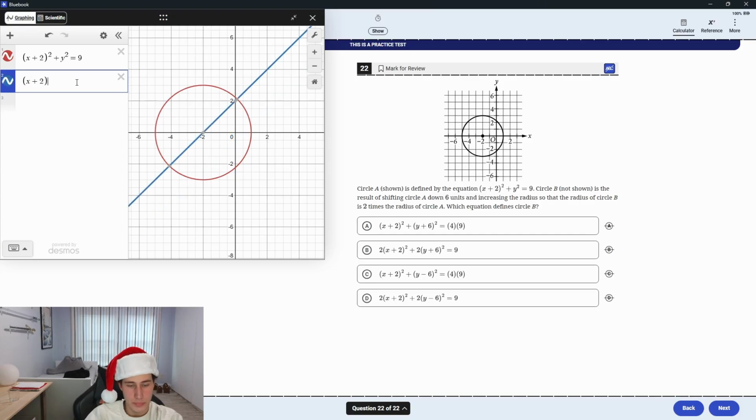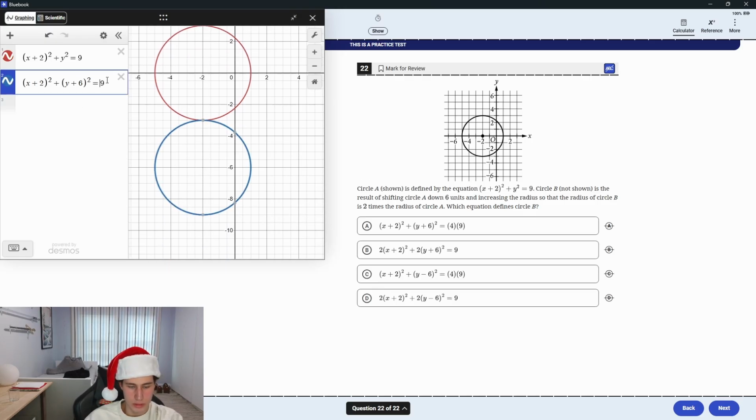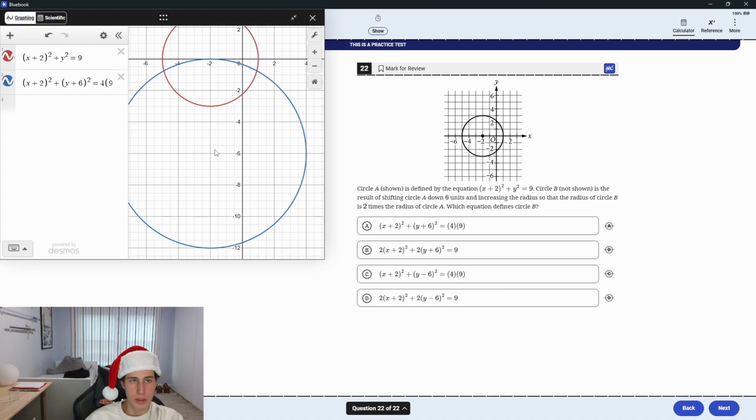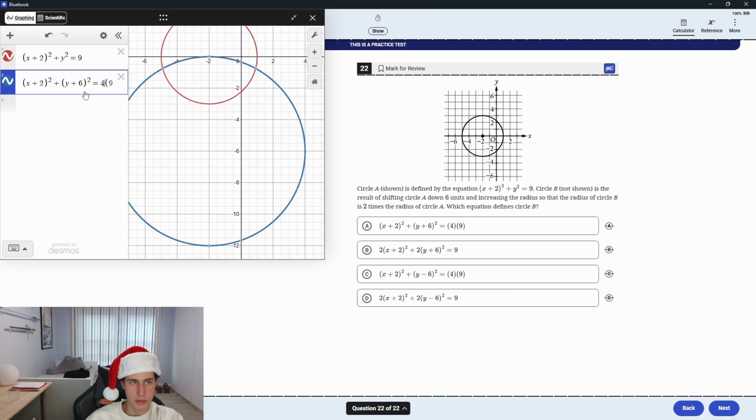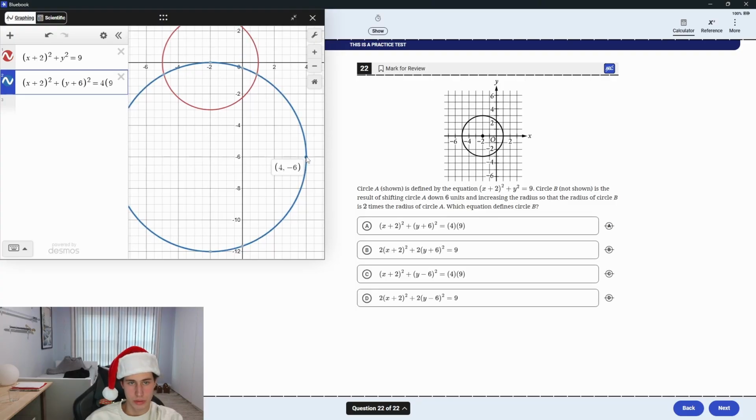So the only way to do that is by changing the y. So we'll start with the first equation, (y + 6)² equals 4 times 9. So, in this case, we shifted this down 6 units, so the center goes from 0 down to -6, so we shifted it down 6 units.